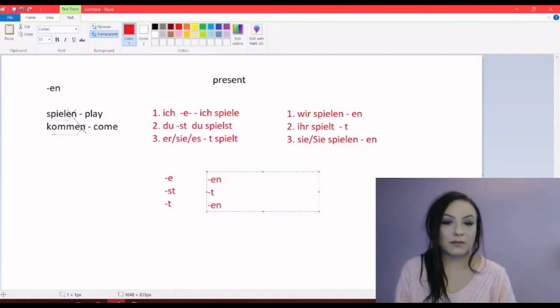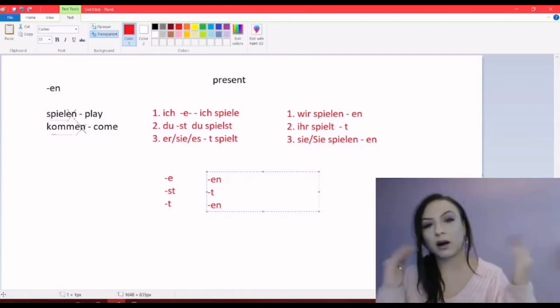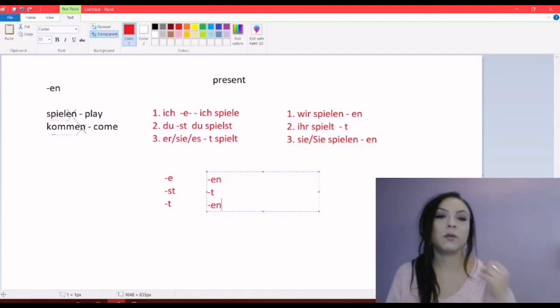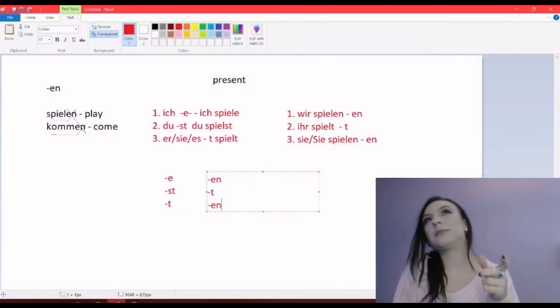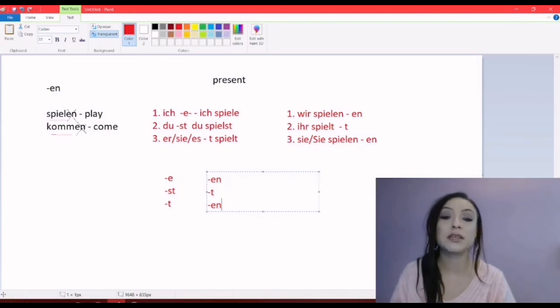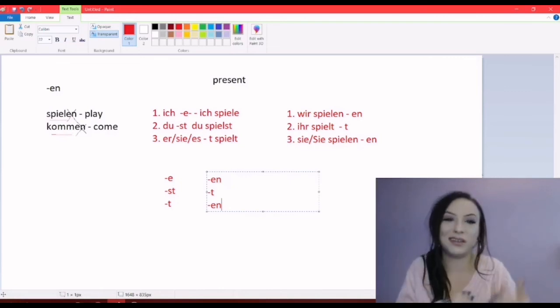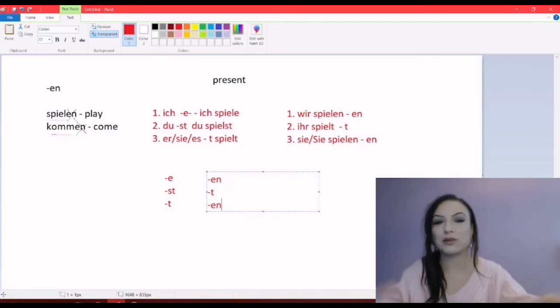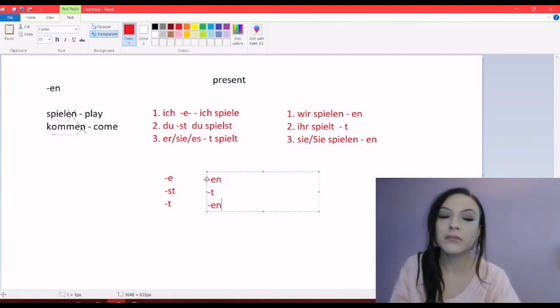Basically, some students memorize these endings by heart, like e, st, t, and so on, or they take one verb that they know how to change, and on the basis of that they change the others. And this is, of course, only at the beginning. After a while it will just go naturally.